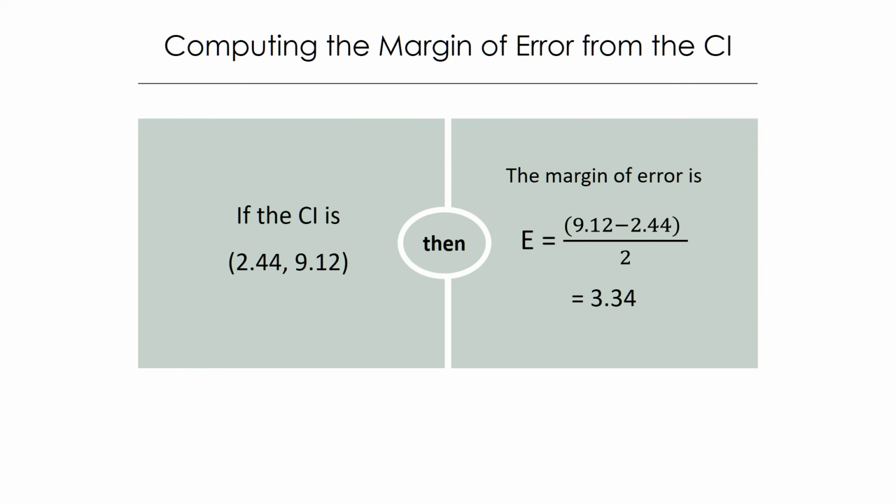For computing the margin of error from the confidence interval, if the confidence interval is 2.44 to 9.12, you just take half the difference. The margin of error is going to be 9.12 minus 2.44, the whole thing divided by 2, or 3.34. And this is basically because the confidence interval is obtained by adding and subtracting the margin of error to and from the sample mean, so the interval always ends up being twice the width of the margin of error. So to get the margin of error back, you just take the width and divide it by 2.